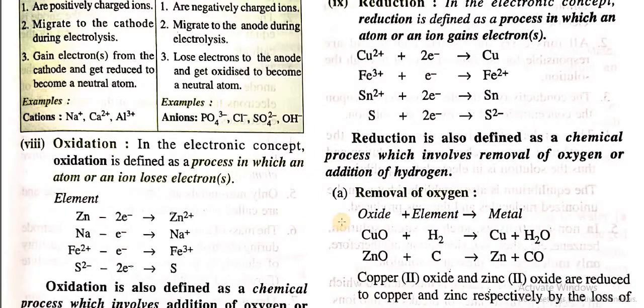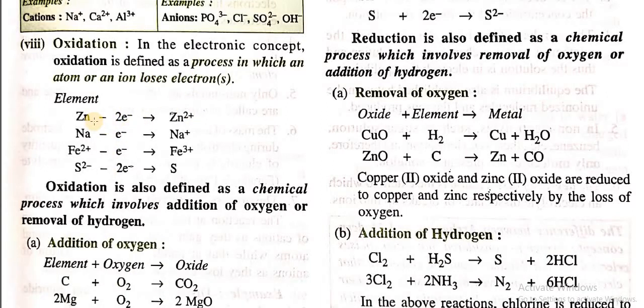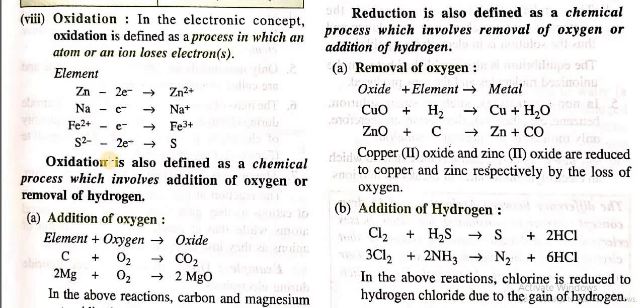Next we will discuss two very important terms, oxidation and reduction. We have discussed many times in our previous classes in class 8, 9. Once again, we will make clear the oxidation and reduction process. Oxidation in the electronic concept is defined as the process in which an atom or ion loses electrons. That means loss of electrons, we call it oxidation. Say for example, zinc loses 2 electrons to Zn2+, sodium loses 1 electron to Na+. So the loss of electrons we call oxidation.